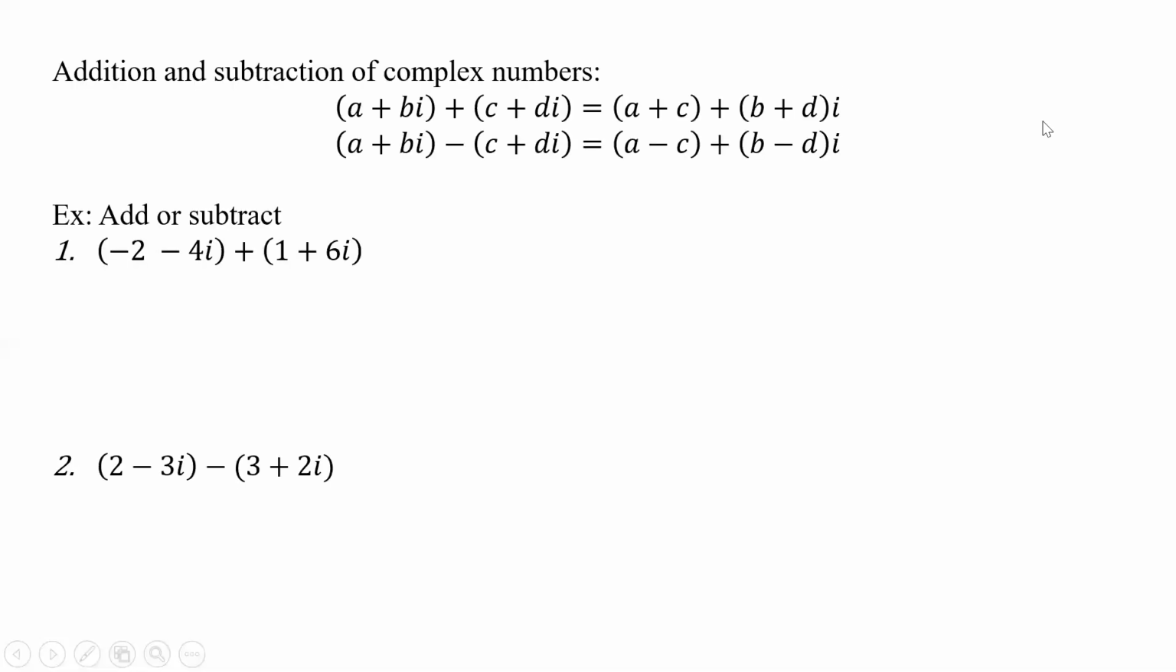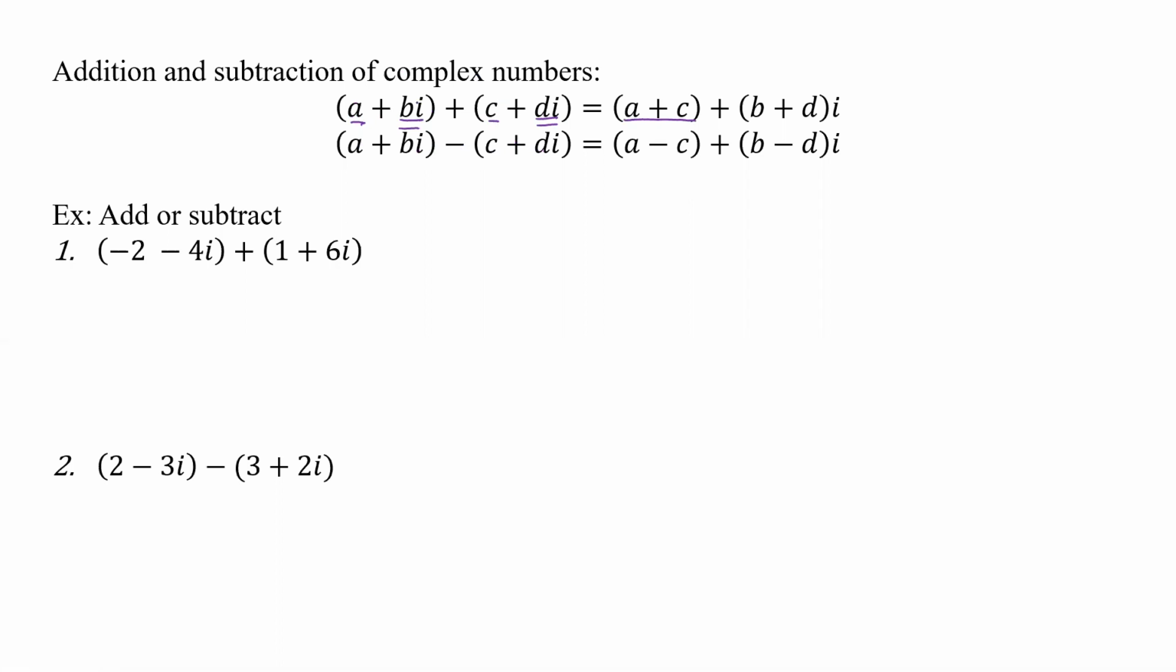All right, so the next thing we're going to do is look at addition and subtraction of complex numbers, okay? So maybe we want to take a plus bi plus c plus di, or maybe a plus bi minus c plus di. Well, what we're going to do is add the real parts, and add the imaginary parts, okay? So here we'd have a plus c as our real part.